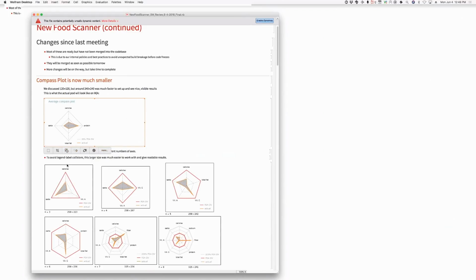To avoid legend label collisions. So you had originally wanted it to be much smaller than what you saw in the last meeting. So yep, I set it up to be smaller. And I think we had talked about doing it down to about 120 by 120. But it got a little tricky with collisions with the legends and the labels. Which legends? These legends over here?